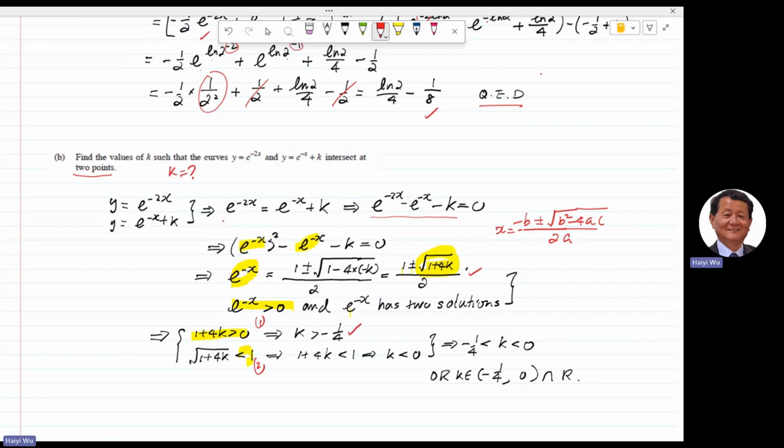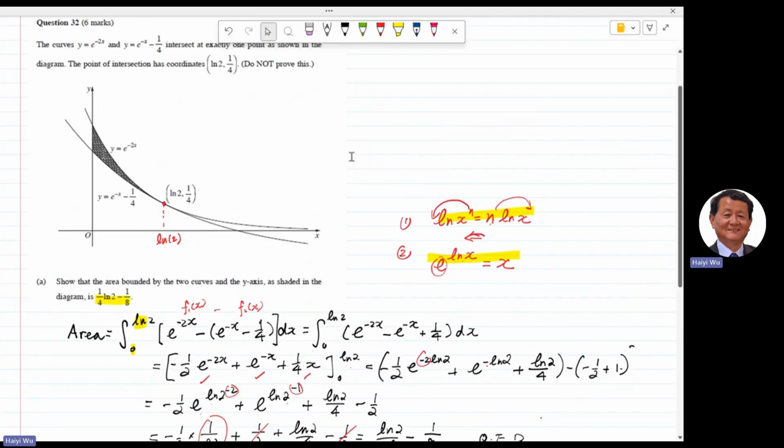First one we solve is k greater than negative a quarter. The next one, I'll square both sides and solve for k less than 0. So the answer should be k between negative quarter and 0, not inclusive. Or I can write it in set notation: k is real, but has to be between negative quarter and 0, not inclusive. Well, that's it. We solved the question, and hopefully you understand it.